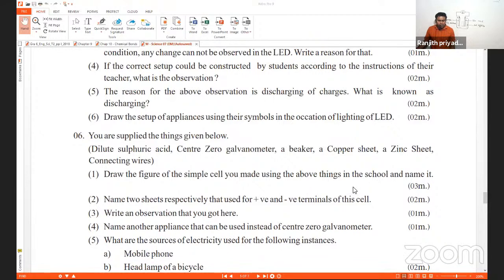Center zero galvanometer. Son, whether it is a symbol diagram or an actual diagram matters. If it is a symbol diagram, we draw it just like a dry cell, but here a galvanometer. If they ask for the real diagram, this is not real, this is a symbol. Therefore let's replace that with a real diagram.